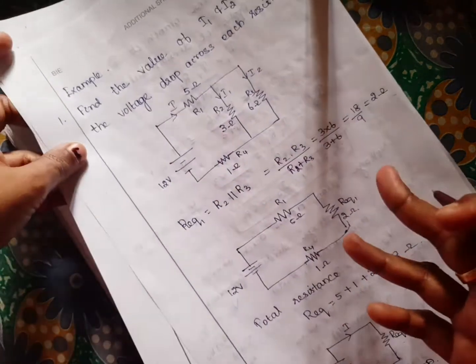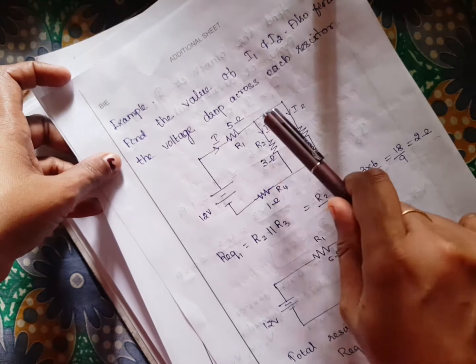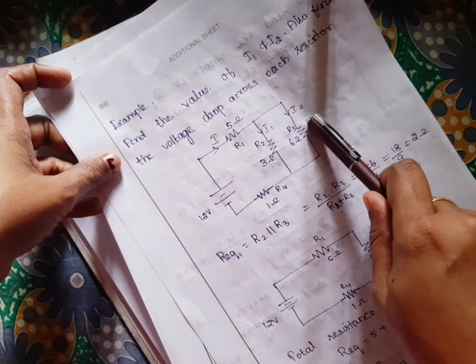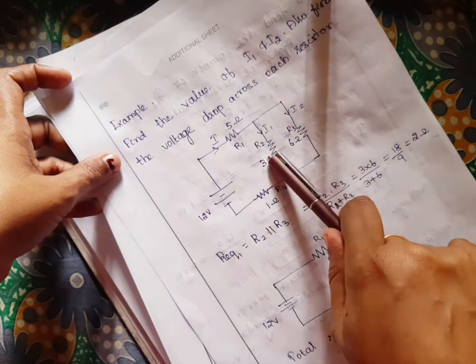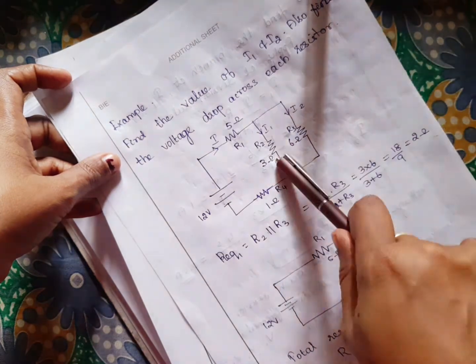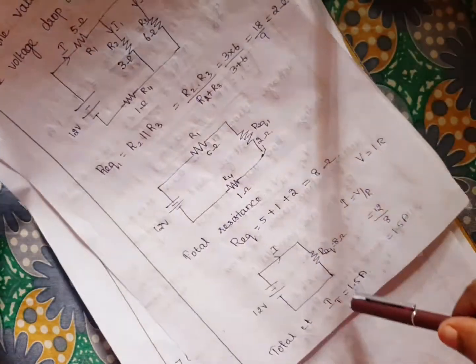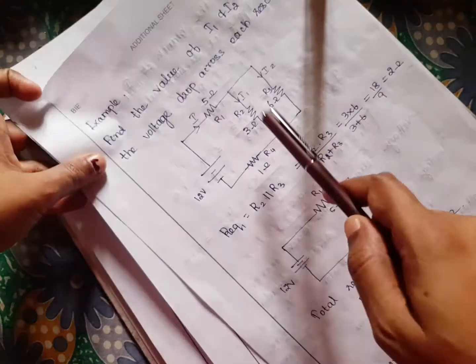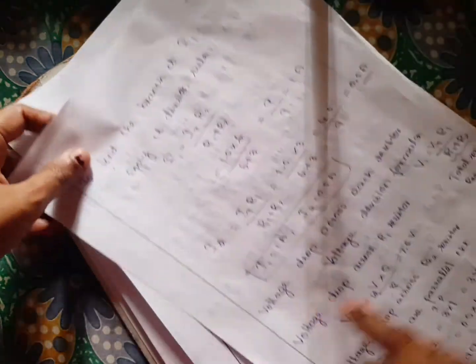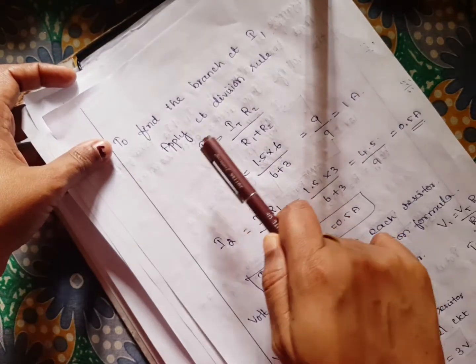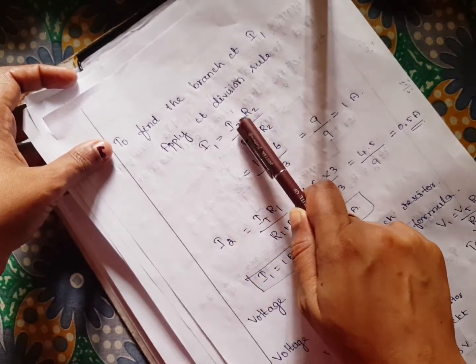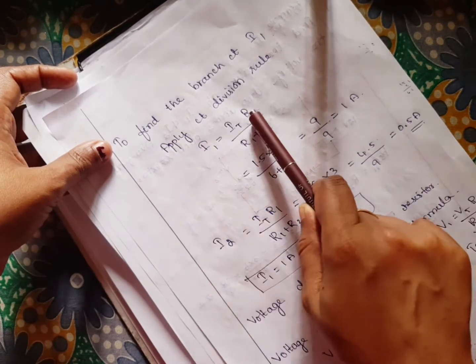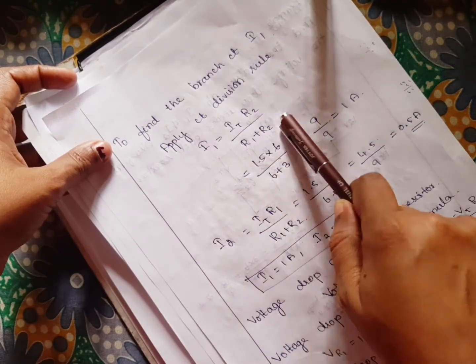So now we can easily find the current across the 3 ohm resistance and the current across the 6 ohm resistance. We have found the total current, so you can apply the current division rule. In order to apply the current division rule, what is the formula? I1 is equal to IT, the total current, into the opposite resistance value divided by R1 plus R2.